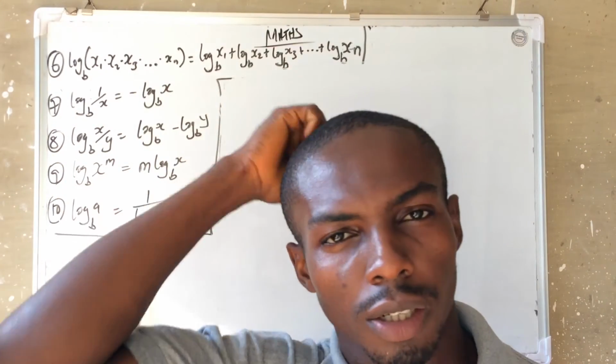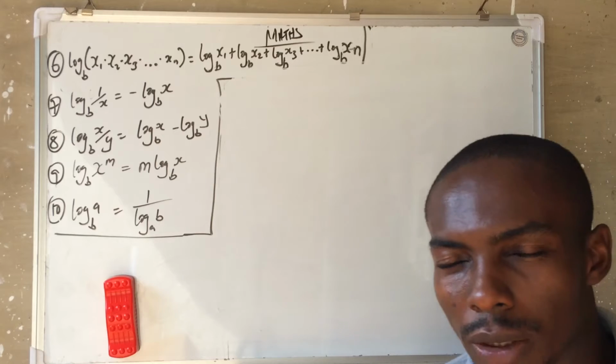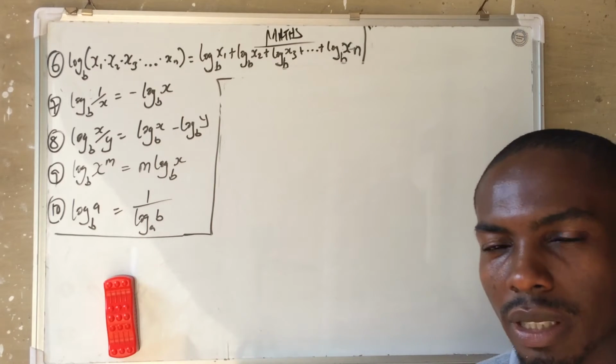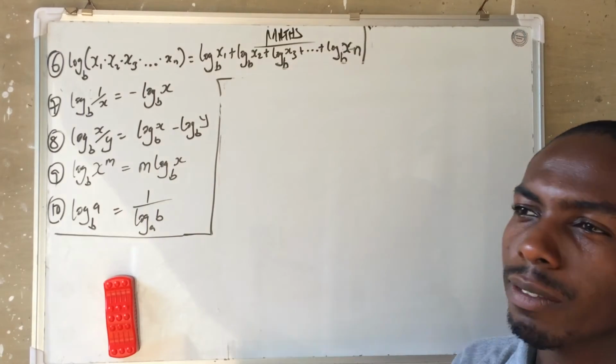Today we'll be looking at continuations on how to prove laws of logarithm. In the last video, I did from 1 to number 5. In this video, I'm going to do from number 6 to number 10. So if you concentrate very well, you're going to get what I have to give.